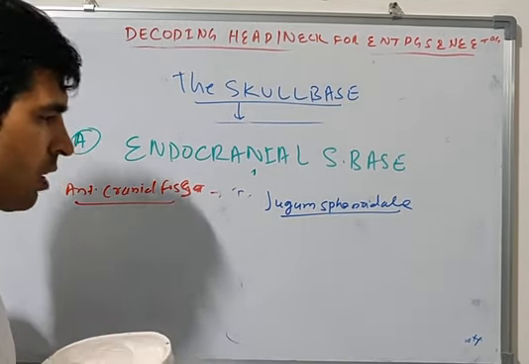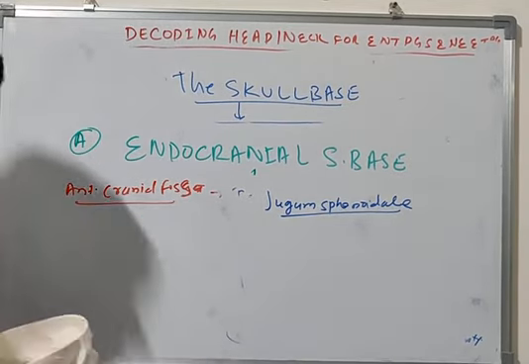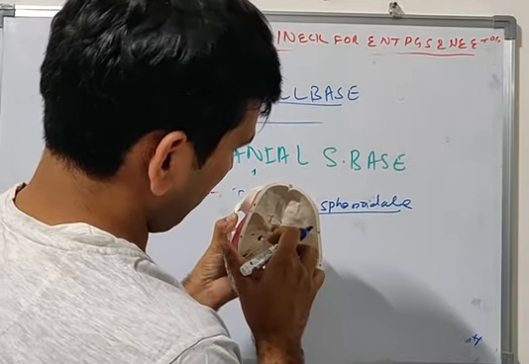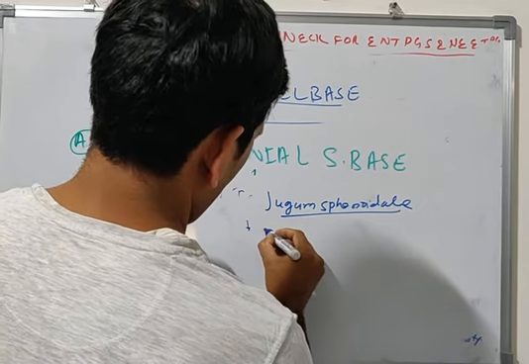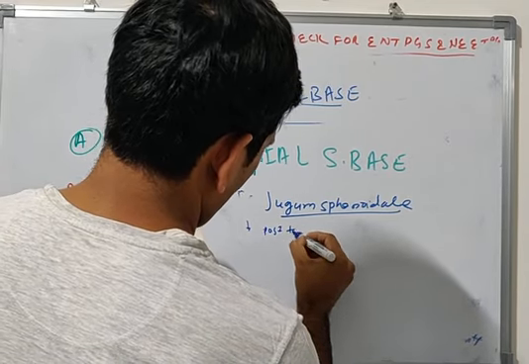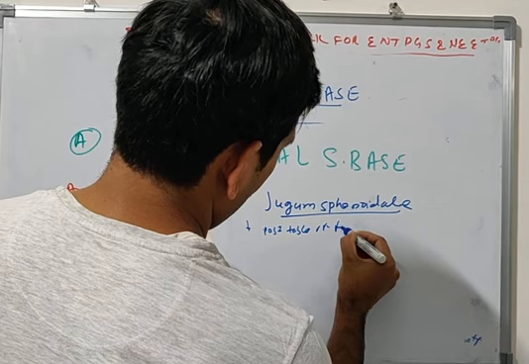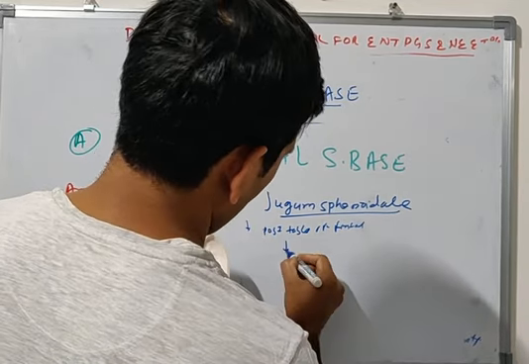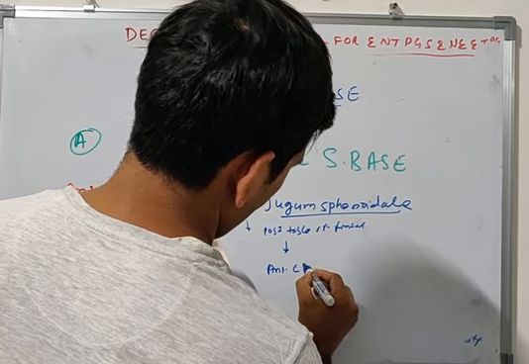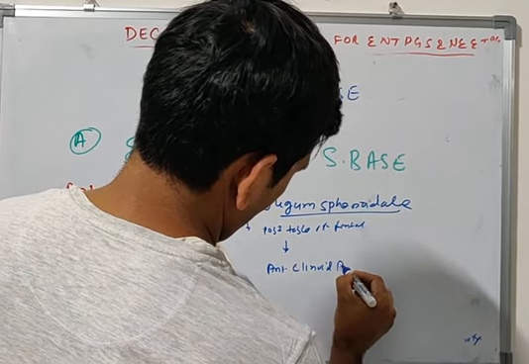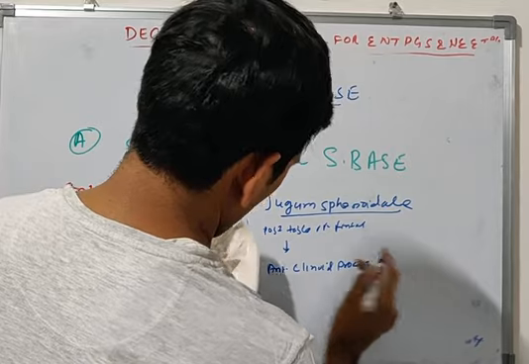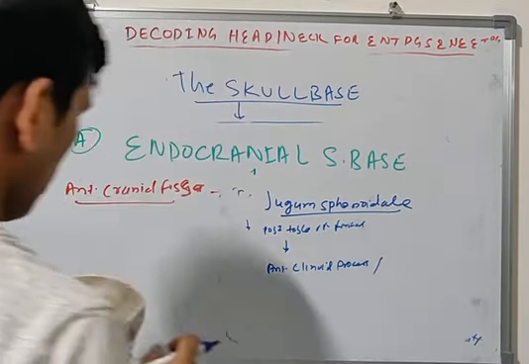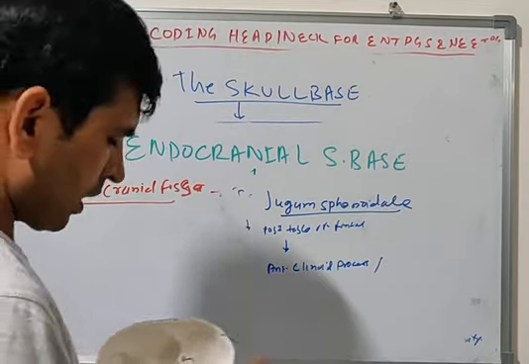Now the anterior cranial fossa extends up to the anterior clinoid process. The posterior table of the frontal sinus is anterior, and the anterior clinoid process and posterior margin of the lesser wing mark the extension of the anterior fossa. Okay, this is all about the anterior fossa.